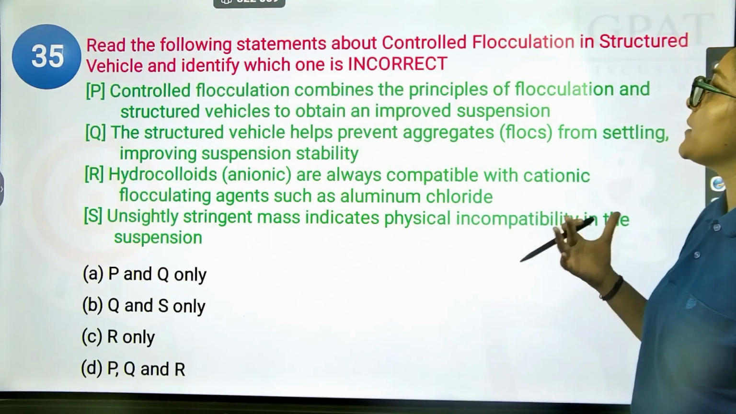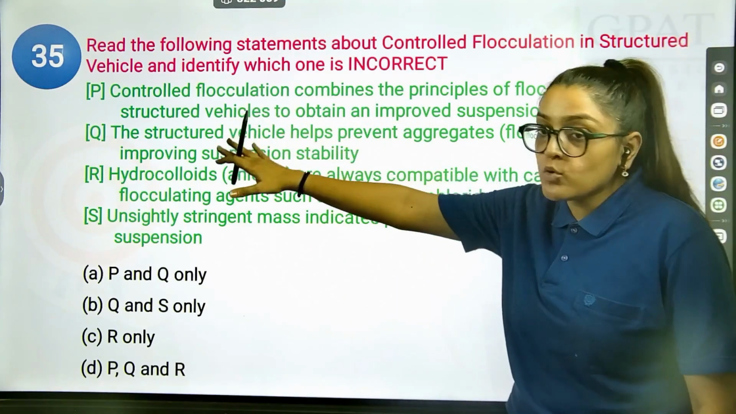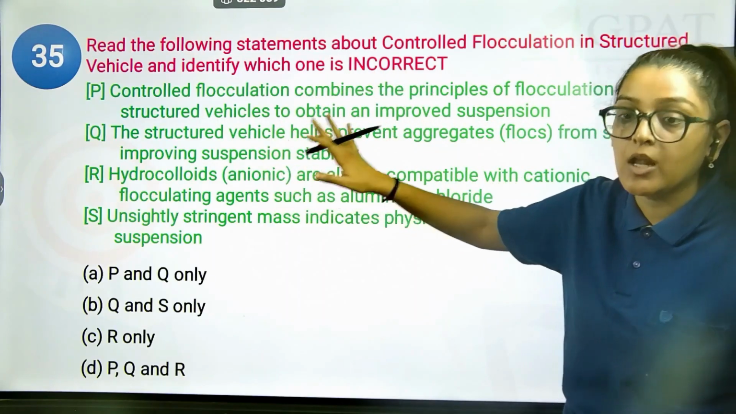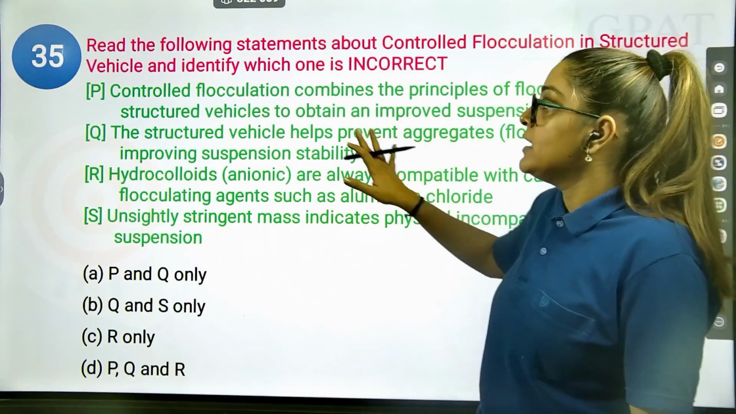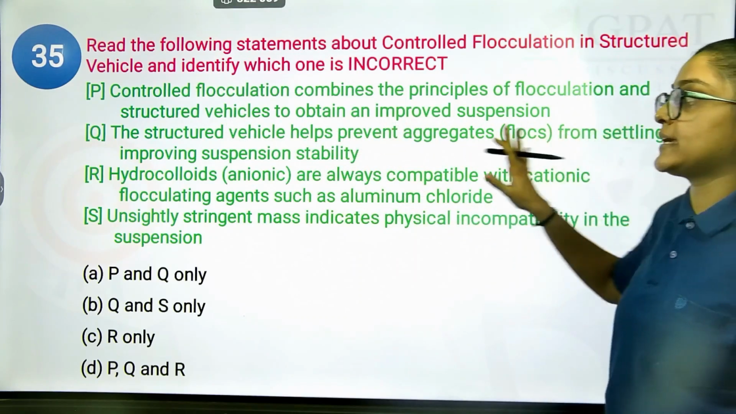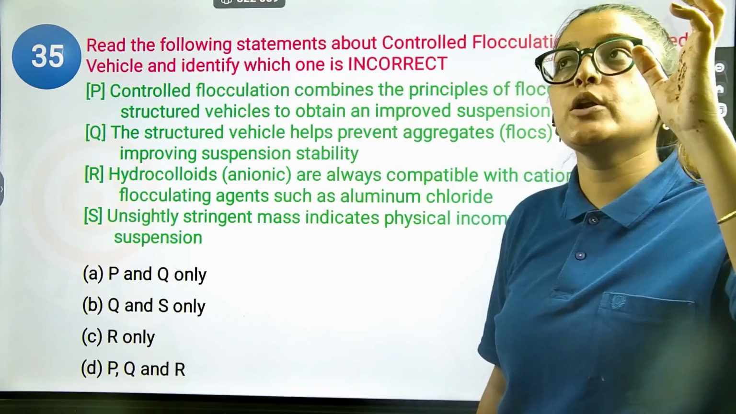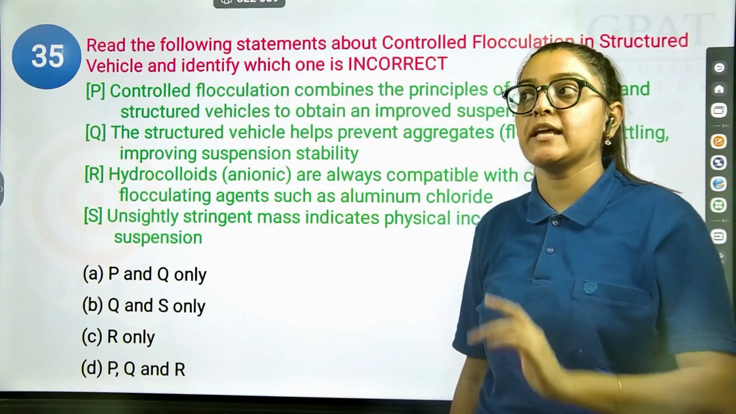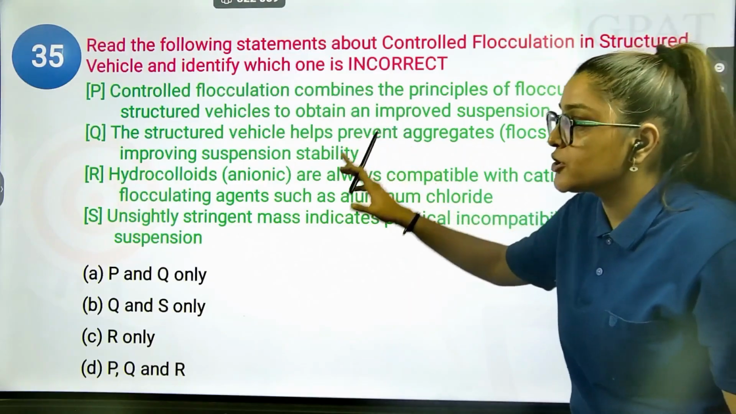Read the following statements about controlled flocculation structure vehicle and identify the correct statement. Number 1. Controlled flocculation combines the principle of flocculation and structured vehicle to obtain improved suspension. Okay. Next, the structured vehicle prevents aggregates from settling, improving the suspension ability. We have discussed the structured vehicle, where I told you a flow chart of how the formation takes place if you add flocculating agent, deflocculating agent, along with a structured vehicle. If you remember, option P was also fine, option Q is also right.